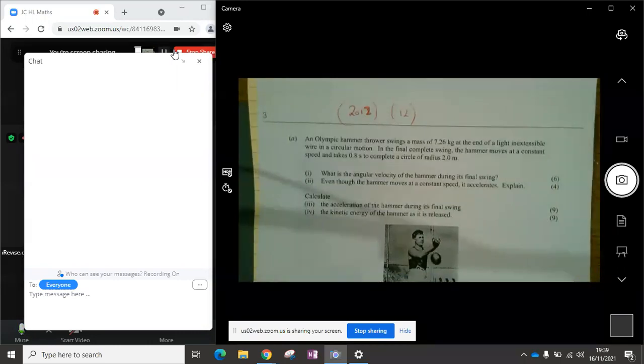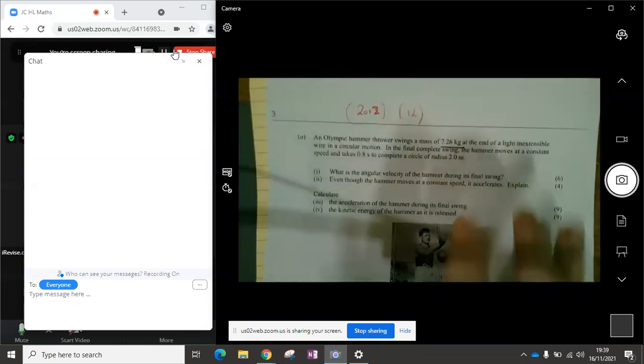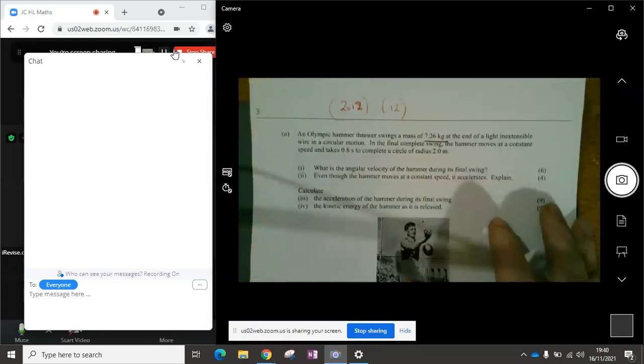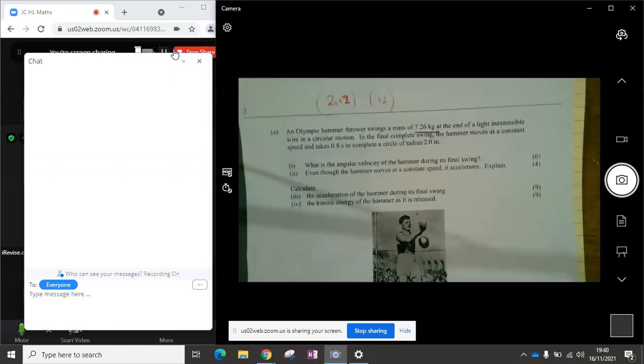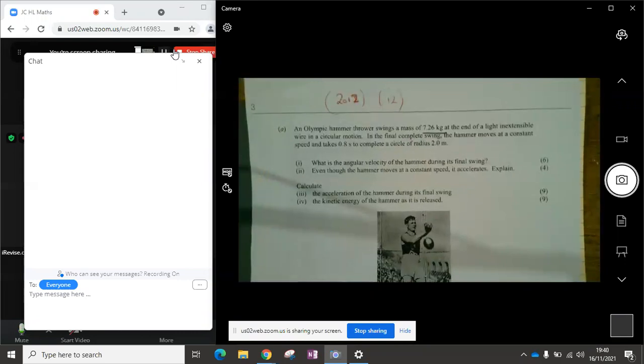An Olympic hammer thrower swings a mass of 7.26 kg at the end of a light, inextensible wire in a circular motion. Straight away, it's a clue it's going to be a circular motion question. In the final complete swing, the hammer moves at a constant speed and takes 0.8 seconds to complete a circle of radius 2 meters. What is the angular velocity of the hammer during its final swing?